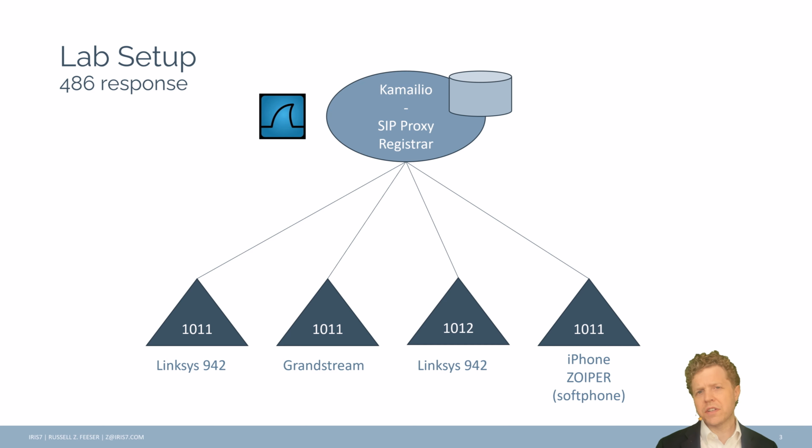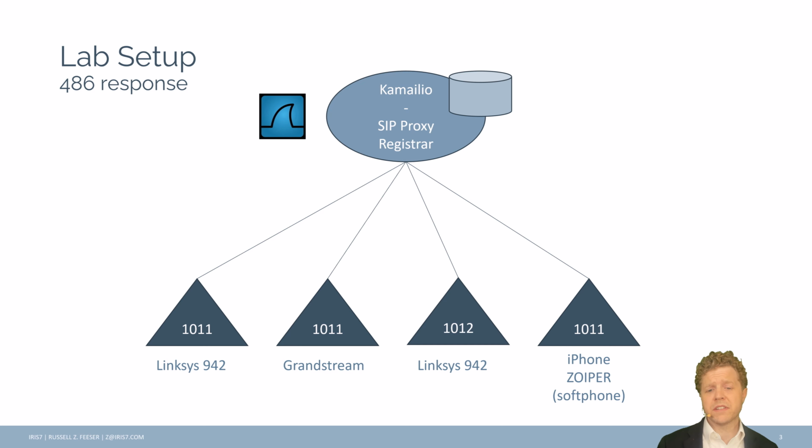Downstream, 1012 doesn't know that there's multiple phones ringing. Somebody picked up. I see a 200 sent from the Grandstream. Did you catch that? 1011 sent a 200. That means we can answer the call here.